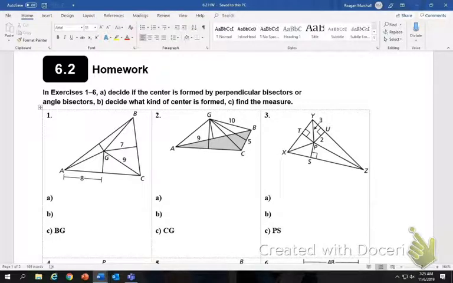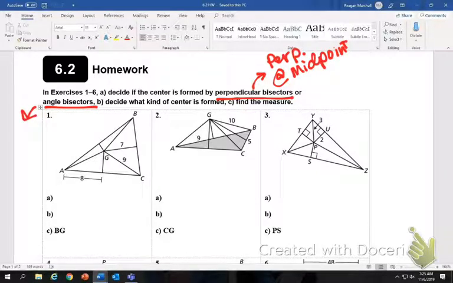We'll start with A: decide if the center is formed by perpendicular bisectors or angle bisectors. So you're going to need to look and see. Perpendicular bisectors are perpendicular at a midpoint, whereas angle bisectors cut an angle in half. So you're going to have to make that decision, whether one or the other has happened.